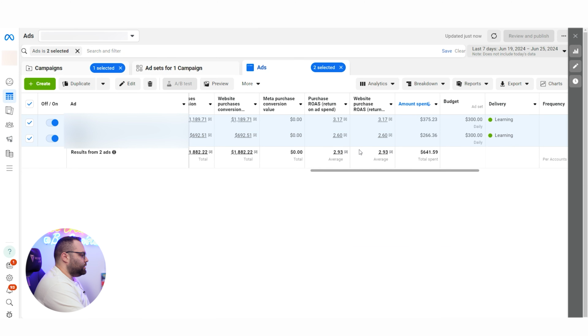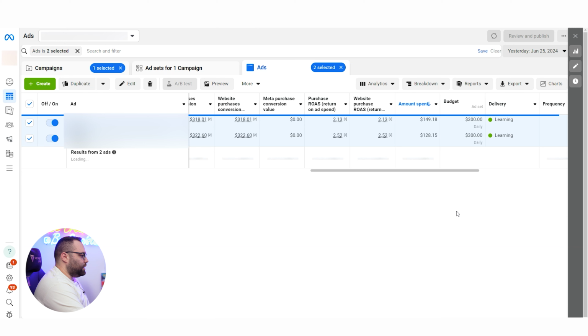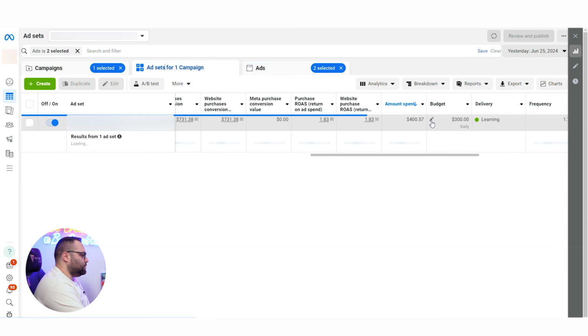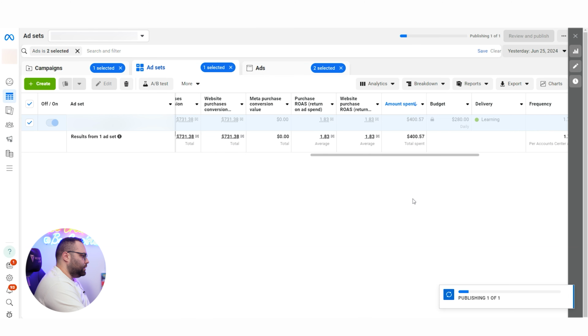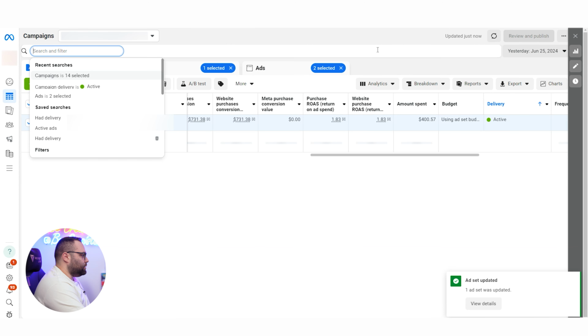Now we know that these two are bringing almost 3 ROAS together. Yesterday, what is the spend that they had? They had 277. So I'm going to lower these to 208. Okay, so this is a decent optimization over here. Okay, let's go to the next one.